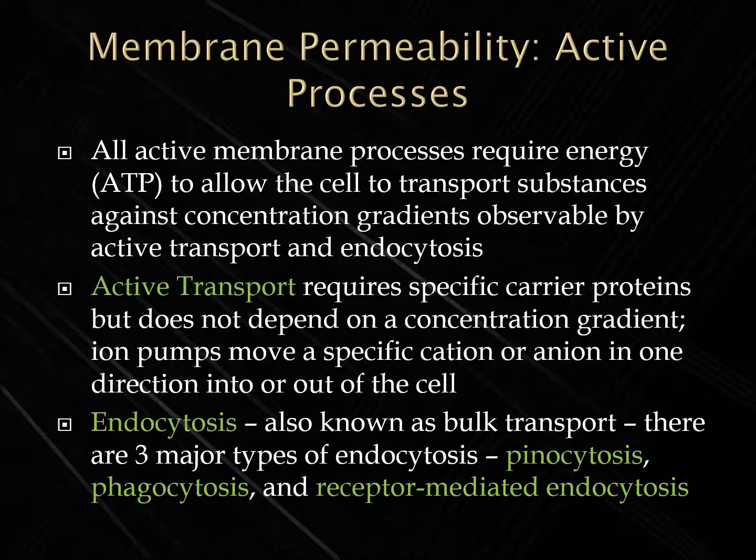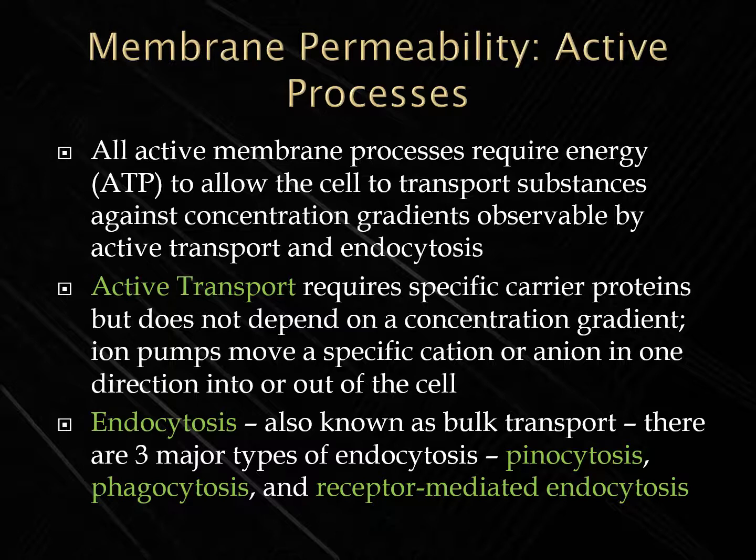All active membrane processes require energy, ATP, to allow the cell to transport substances against concentration gradients, observable by active transport and endocytosis. Active transport requires specific carrier proteins but does not depend on a concentration gradient. Ion pumps move a specific cation or anion in one direction into or out of the cell.